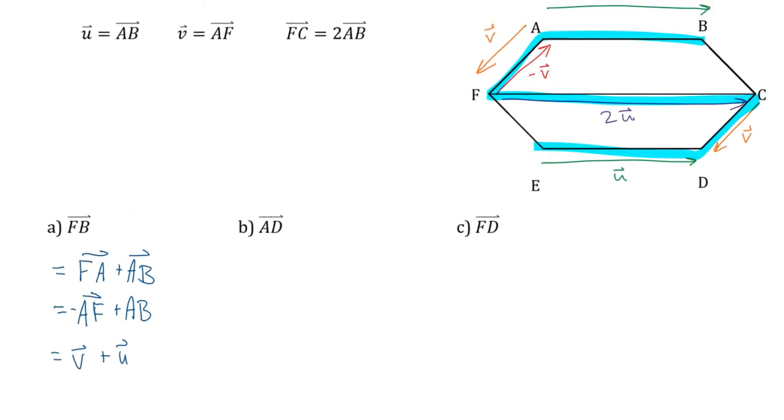Generally speaking, these are 1-mark questions. And I traveled from F to B only along the blue lines. What about A to D?